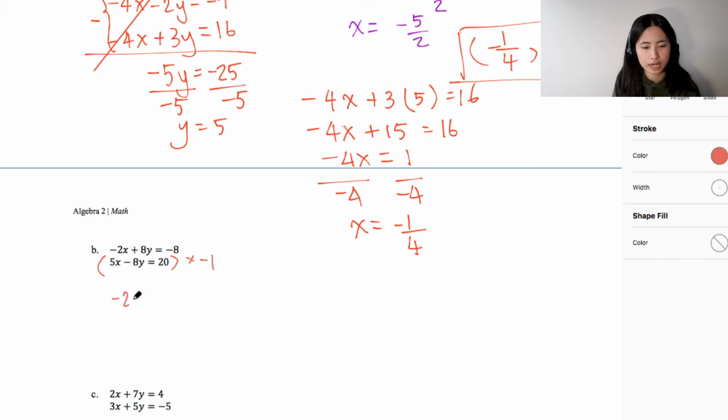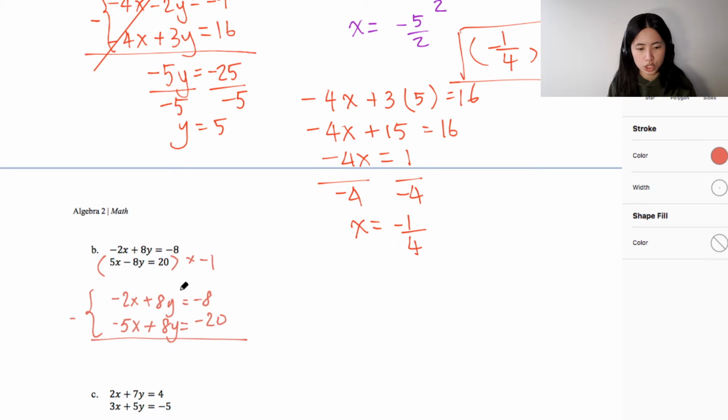So we would have negative 2x plus 8y, which is equal to negative 8. And as you can see, we can multiply negative 1 to each of the terms. So this would result in negative 5x, and this would be positive 8y, right? So now this 8 is positive, and you're going to have negative 20. Then you're going to subtract the two equations, as I mentioned, to get rid of that y variable.